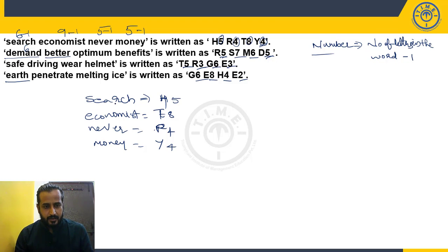Okay. H is the last letter of the word. T is the last letter of the word. R is also the last letter of the word. Y is also the last letter of the word. So can we say confidently that in each code, the letter which is taken is the last letter of the word? Yes, we can say. Okay.